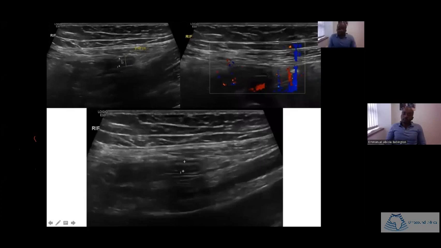So here we can see an example of wrong caliper placement measuring the appendix. During the ultrasound, the appendix was measured wrongly, but after the scan, we used the PACS measurement function to put the caliper in the right place and get the proper measurement there. So that's a normal appendix here.